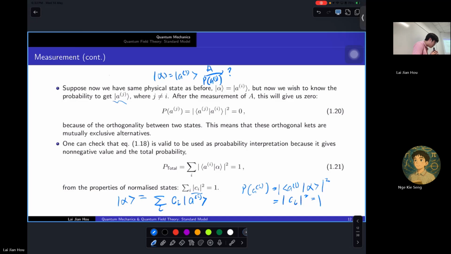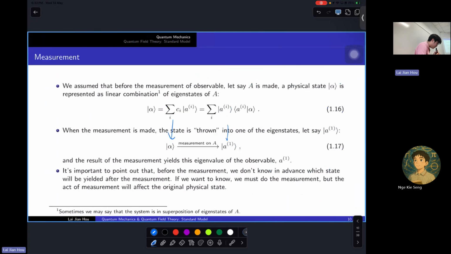Probability of a_i. Alpha is the physical state, the physical state that can be written as a superposition of eigenkets.